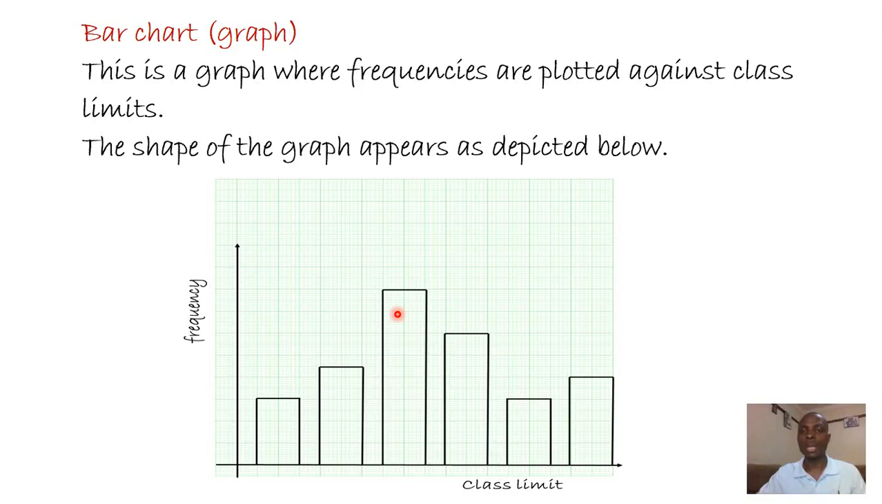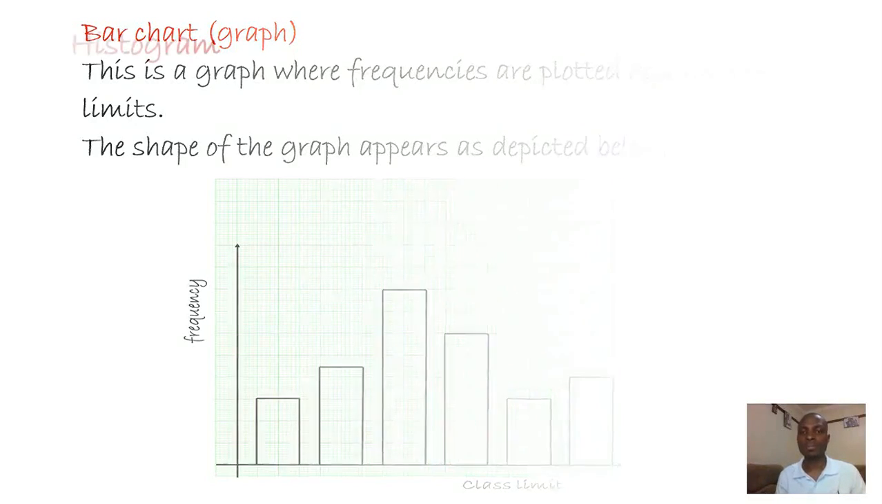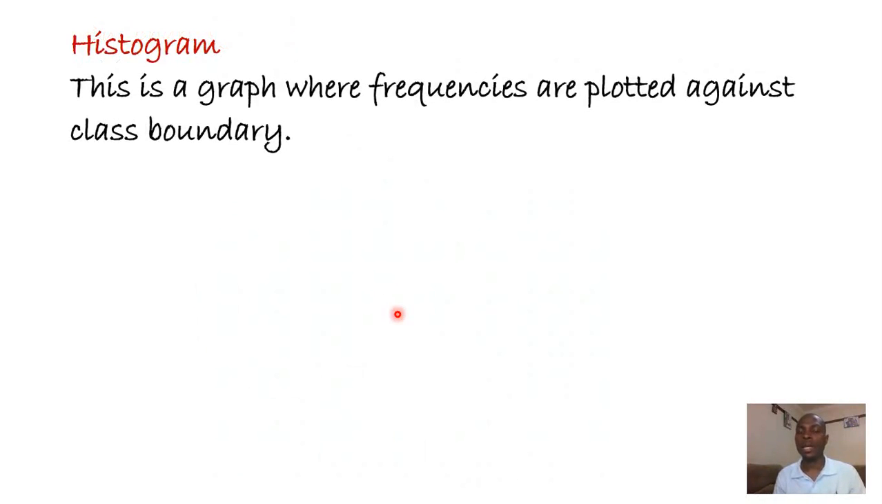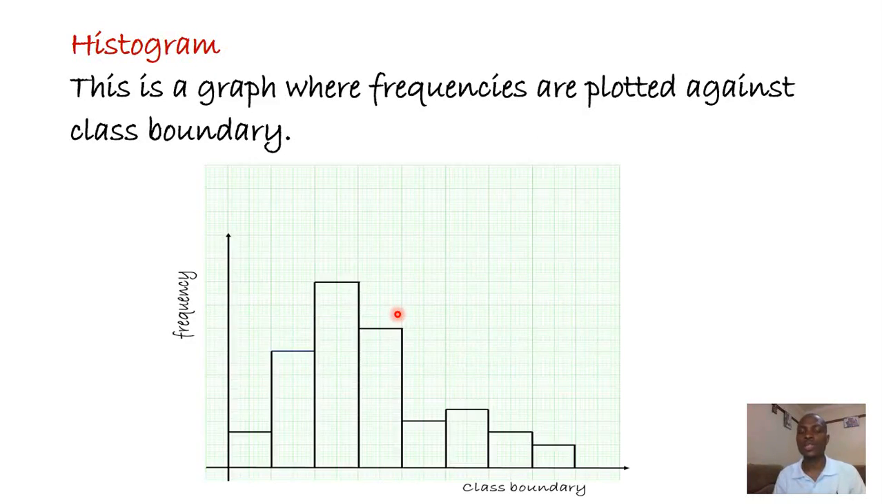Let's also look at the histogram. The histogram is a graph where we plot frequencies against class boundary, and in this case we shall have the frequency on the vertical axis and the class boundary on the horizontal axis. So this is it. We shall plot frequency against class boundary.